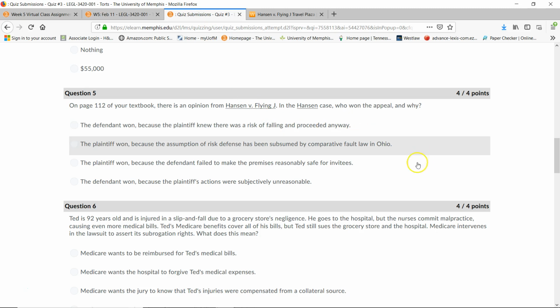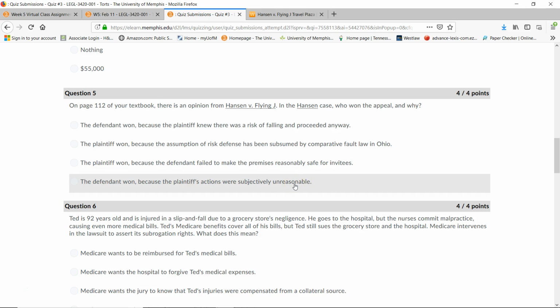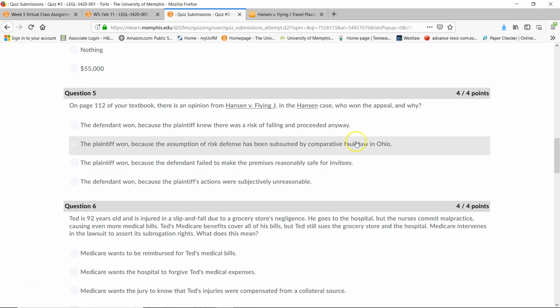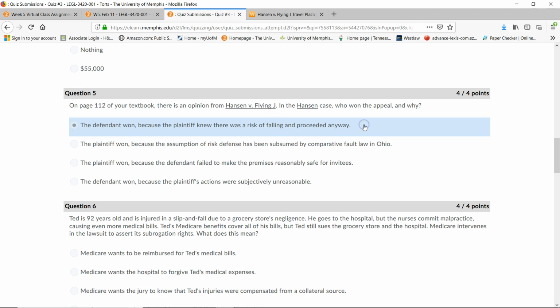So the choices are the defendant won because the plaintiff knew there was a risk of falling and proceeded anyway, or the defendant won because the plaintiff's actions were subjectively unreasonable. And from the facts that we're given, we can't say for sure whether it was subjectively unreasonable. So the answer would be the defendant won because the plaintiff knew there was a risk of falling and proceeded anyway.